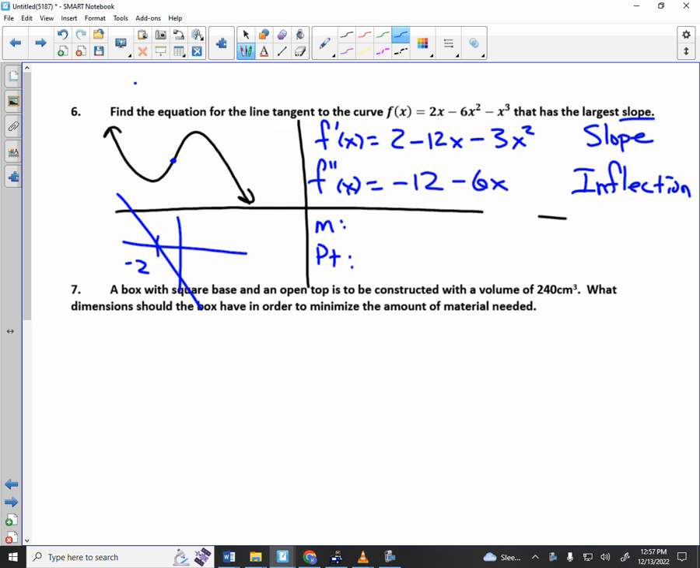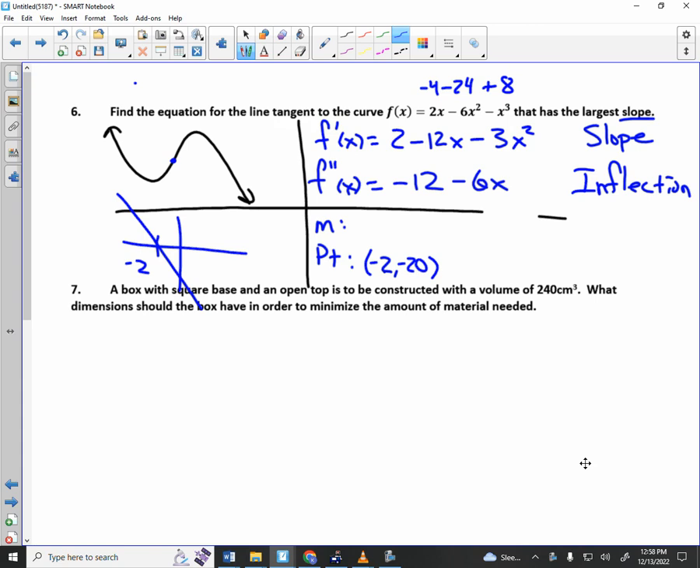Slope and a point. Okay. So the slope and the point. I have a -2 value for x. How do I come up with the y value? Into the original function right here. That's what I'm going to plug it in. 2 times -2 is -4. -2 squared is 4 times 6 is 24. And then -2 cubed is -8, so it'll be 8 plus 8. It'll be -20.